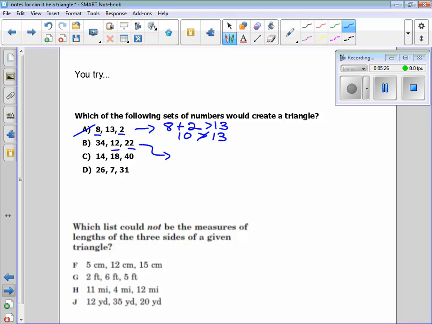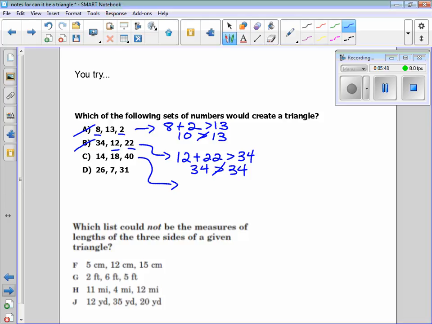For B, we have the smallest sides as 12 and 22. So 12 plus 22 has to be greater than 34. Well, 12 plus 22 is 34, but it's got to be greater than, not equal to. So it's not greater than, so B is not a triangle.